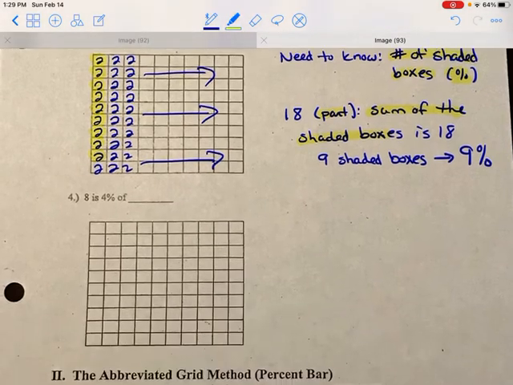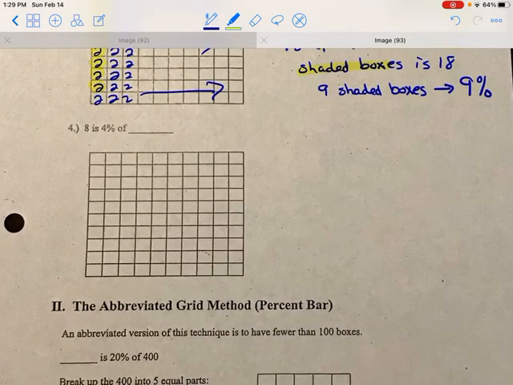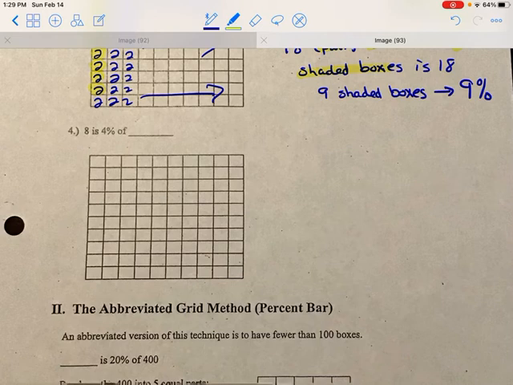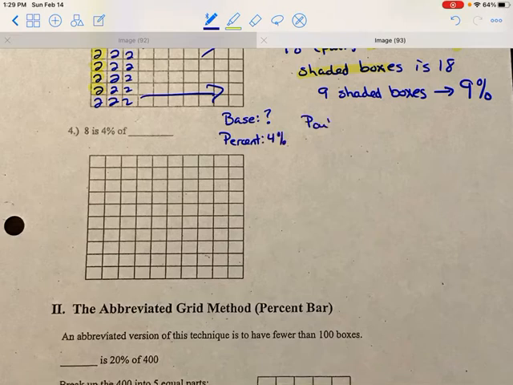All right, so now let's look at our last one. This is number 4. 8 is 4% of blank. So this one's really tricky because I don't know my base. All right, so that's my unknown. I know that my percent is 4%, and I know that my part is 8. So normally I go fill in my boxes first, but I can't do that because I don't know what the base is. But let's think about what we do know.